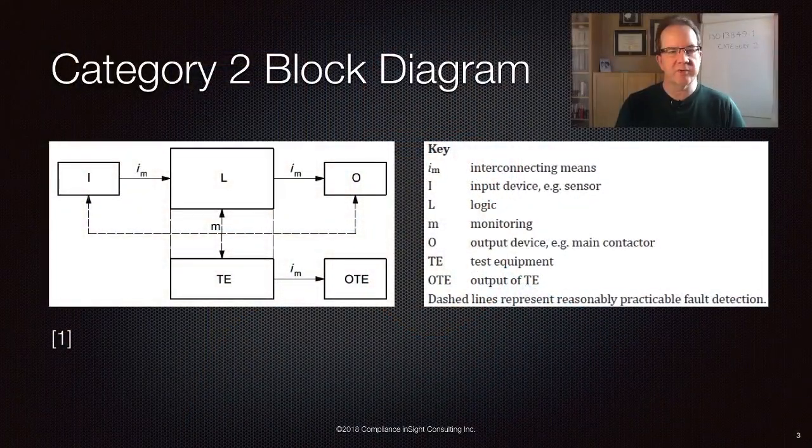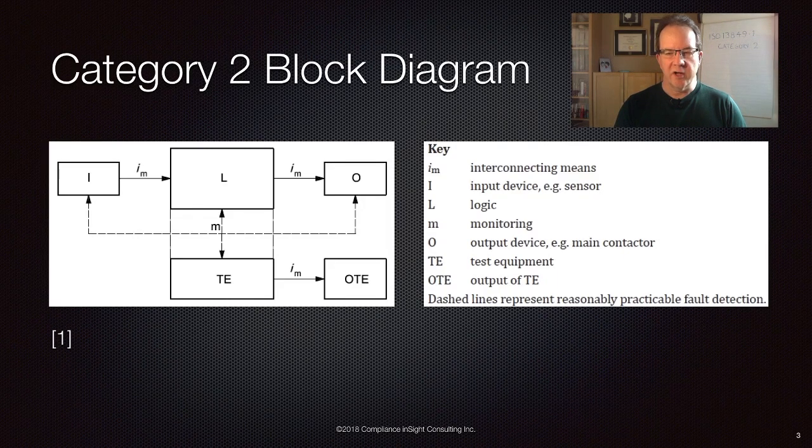So the architecture we're talking about is this one. This is the logical block diagram for Category 2. And as you can see, we have a main channel that's formed from the I, L, and O blocks. I is the input device, could be a light curtain or an interlock device or even an e-stop button, something like that that's sensing a person's presence in some way or sensing the position of a guard.